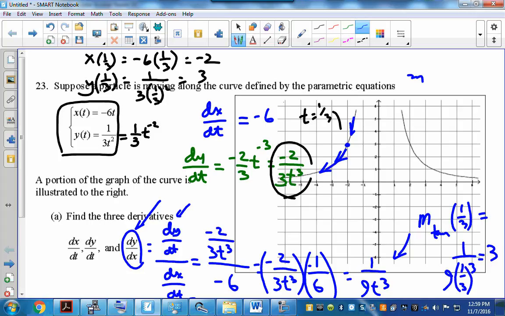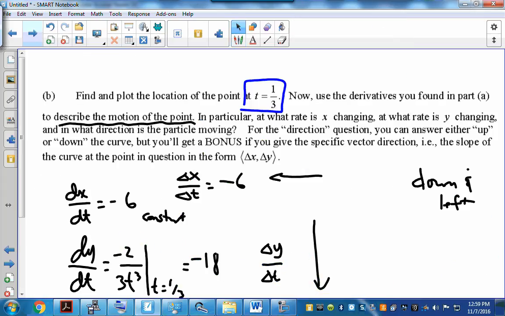Now, as a bonus, I wanted you to try to give me the vector direction. So now you have to think trig a little bit.